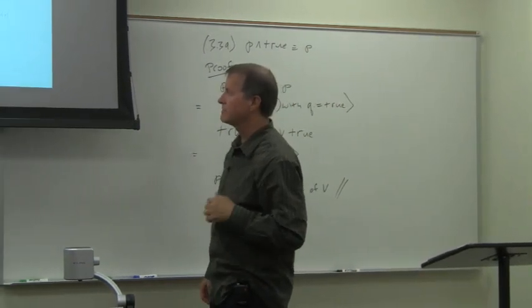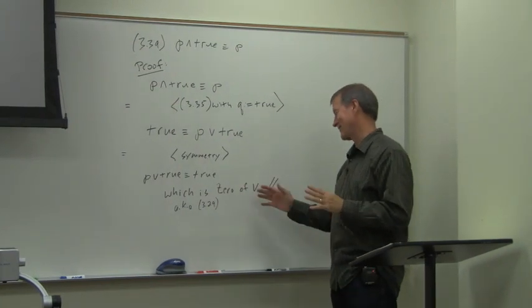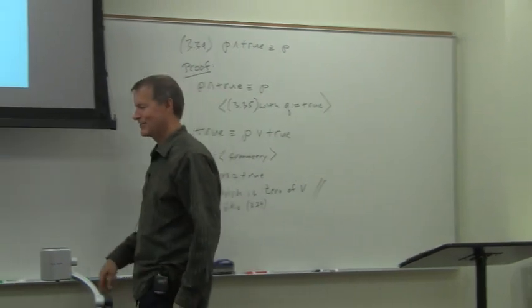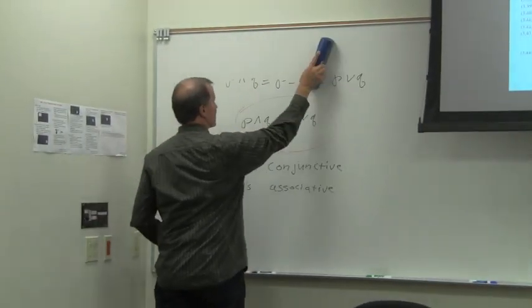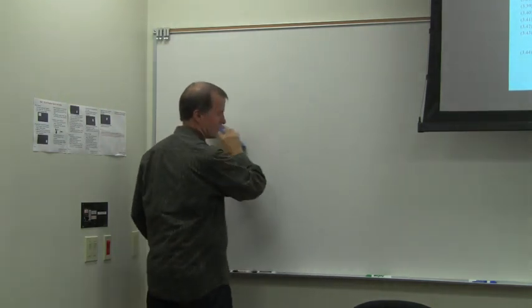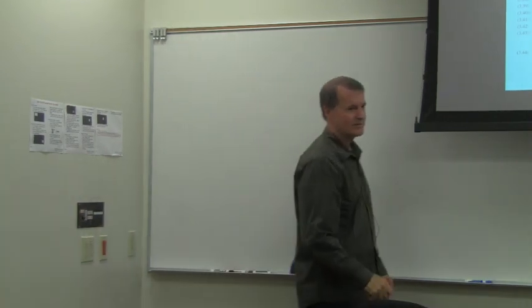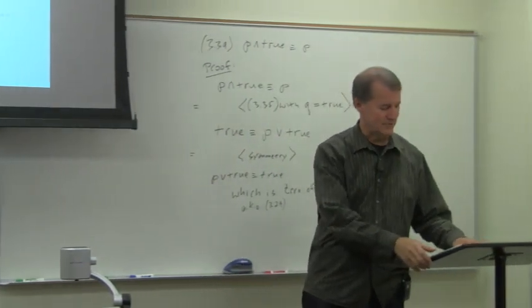We don't have to write symmetry with P replaced by true. Can we just write SYM? Sure. To be strict, you should say symmetry of equivalence. Is that enough? Like SYM dot equivalence? Sure.